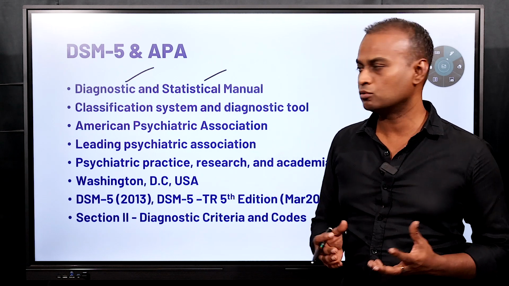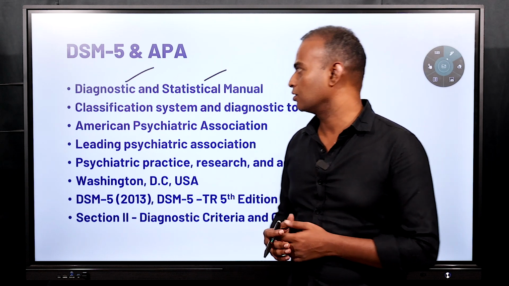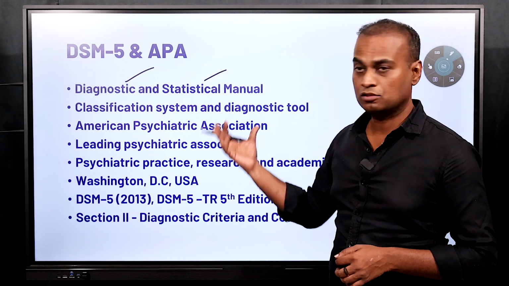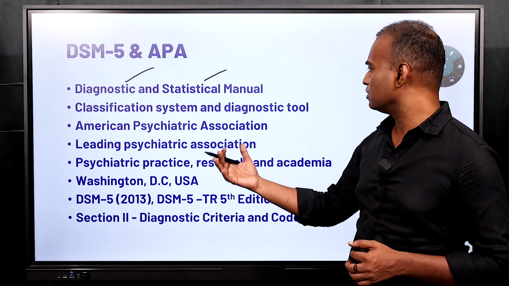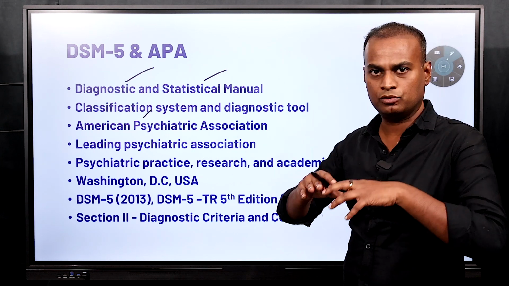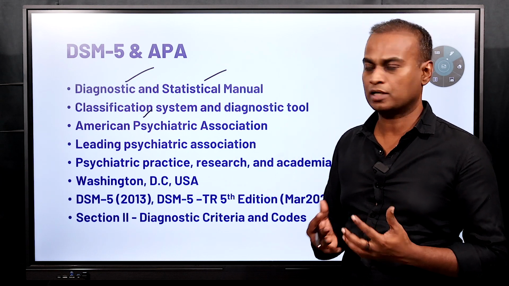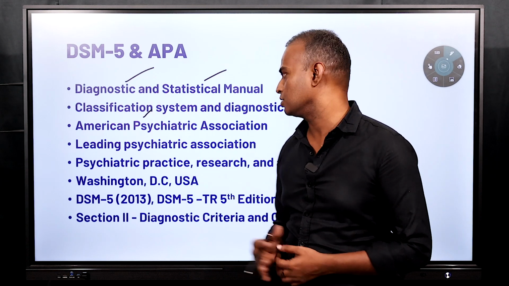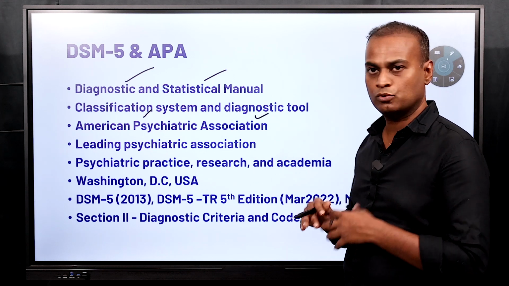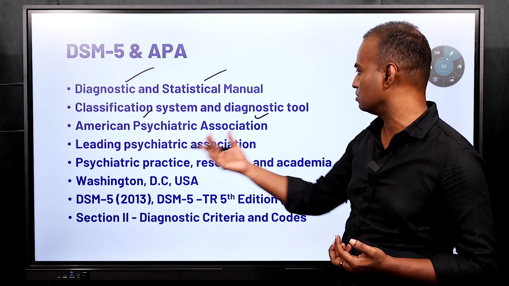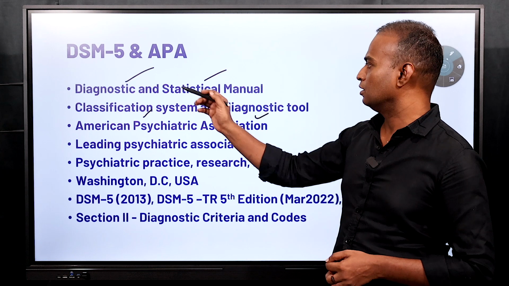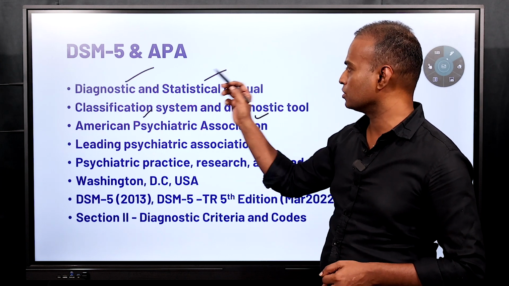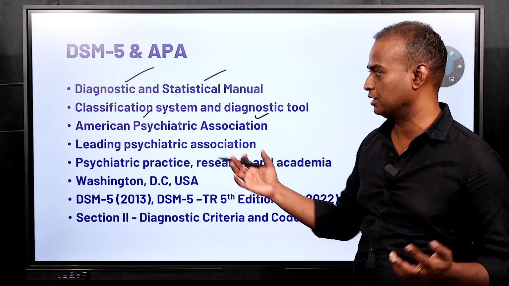If you want to diagnose a psychological disorder, you have to use this DSM, and it is also a statistical manual. It is a classification system and diagnostic tool. You can classify the mental disorders by using this system, and you can also diagnose them. It is completely known as the Diagnostic and Statistical Manual of Mental Disorders.